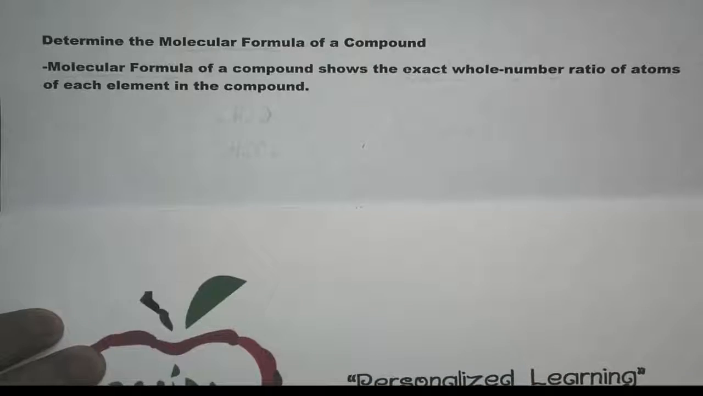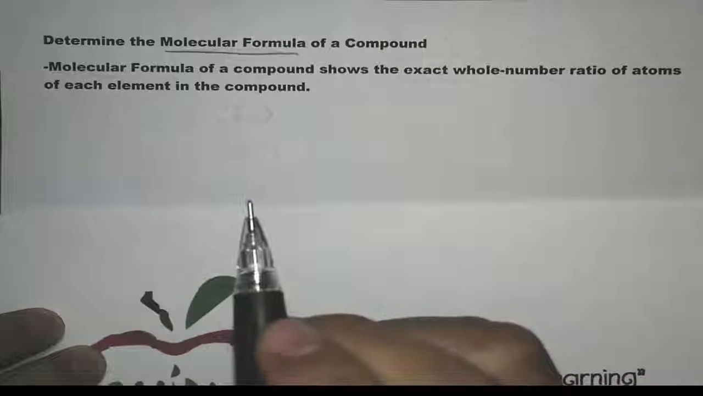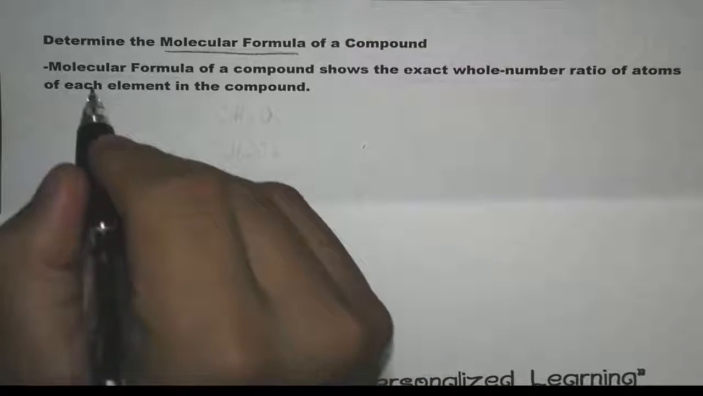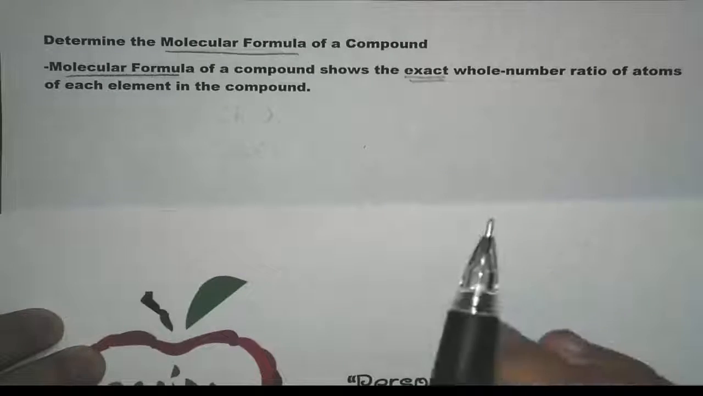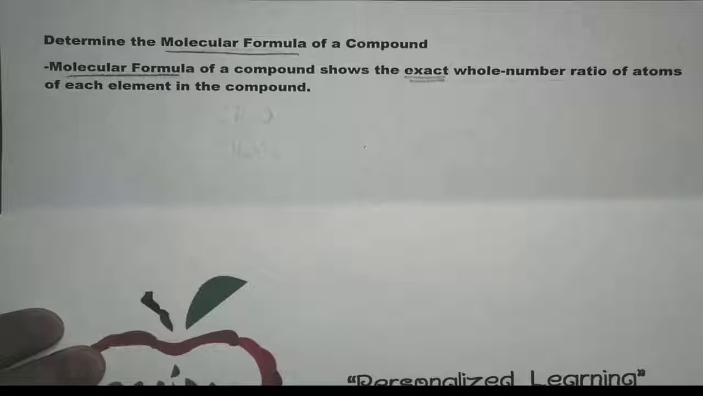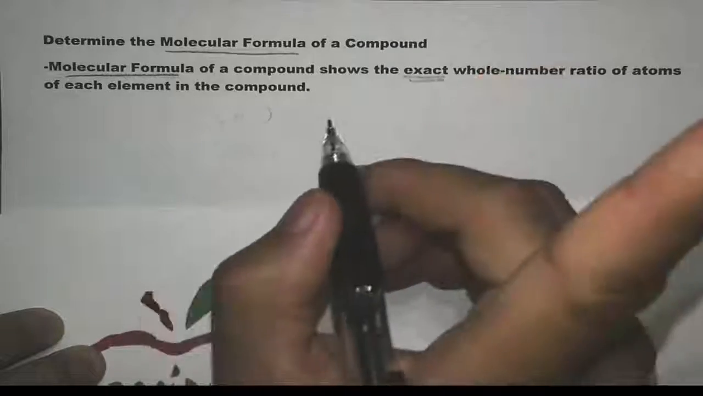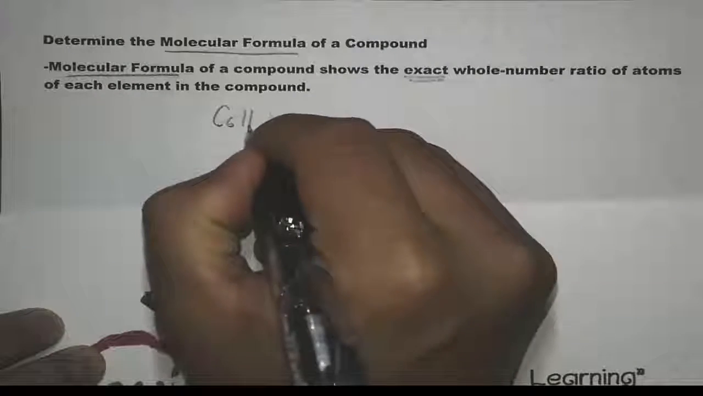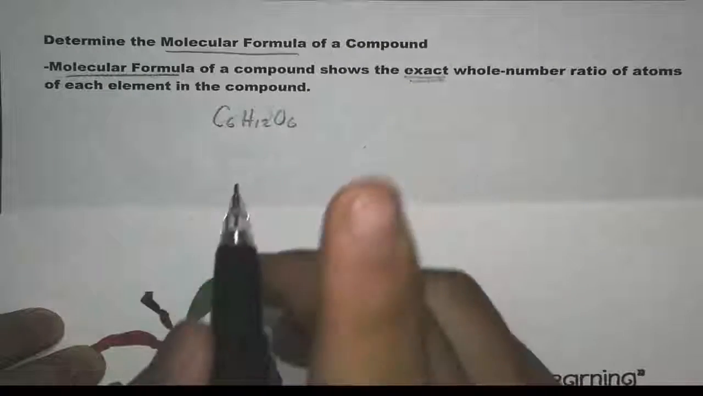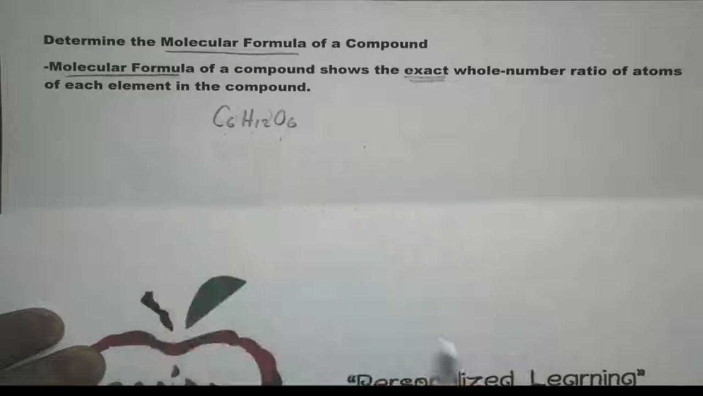In this lesson, we are going to learn how to determine the molecular formula of a compound. First of all, a molecular formula of a compound shows the exact whole number ratios of atoms of each element in the compound. For instance, glucose is C6H12O6. For glucose, it would have 6 carbon, 12 hydrogen, and 6 oxygen.